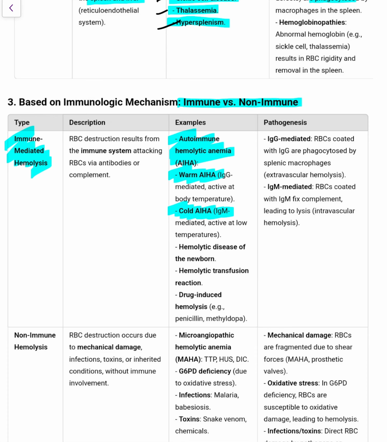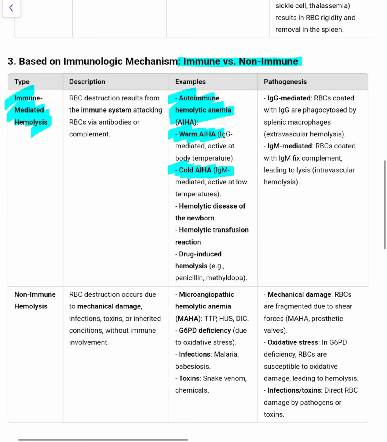So because of this, there will be immune mediated damage to the RBCs. Next is hemolytic disease of the newborn. It is because of Rh incompatibility. Hemolytic transfusion reaction, that is immune mediated destruction of RBCs. Drug induced hemolysis. Examples are penicillin, methyldopa. There are many examples which can lead to drug induced hemolysis. Okay, this you have to remember: warm autoantibodies or cold autoantibodies. Cold are IgM, warm are IgG mediated destruction.